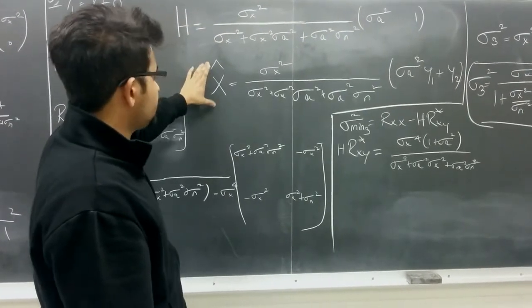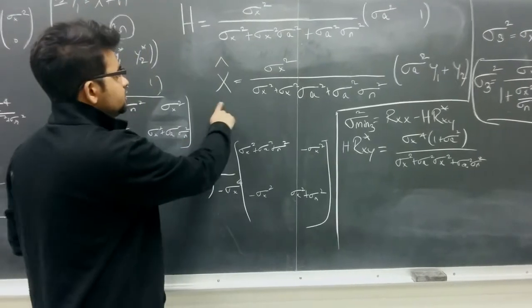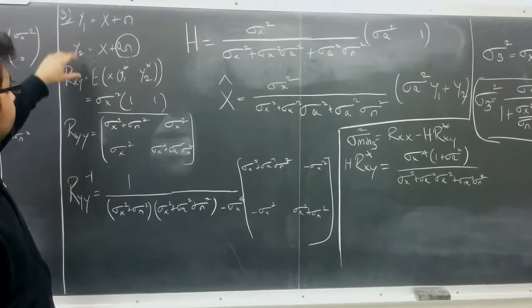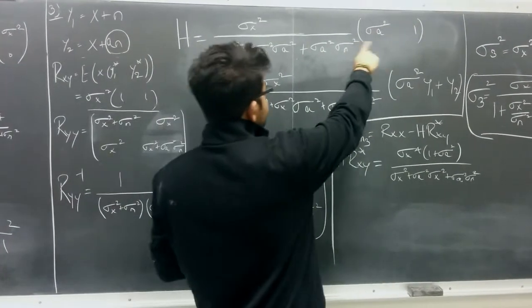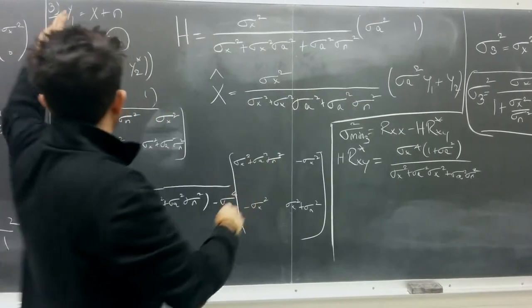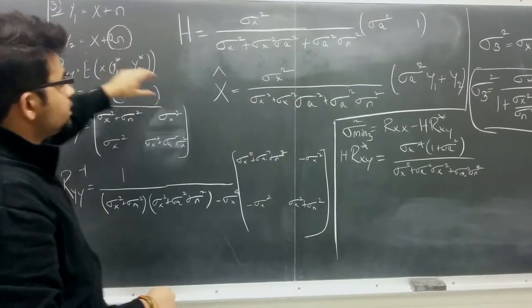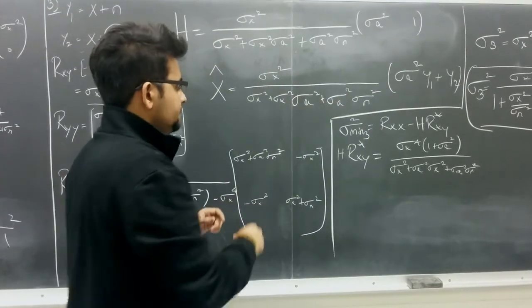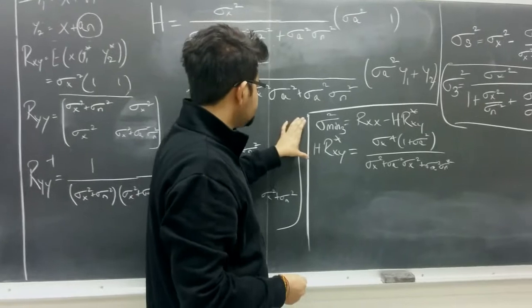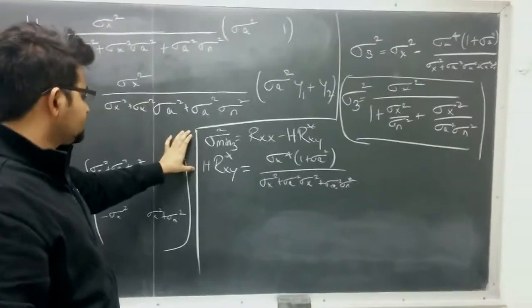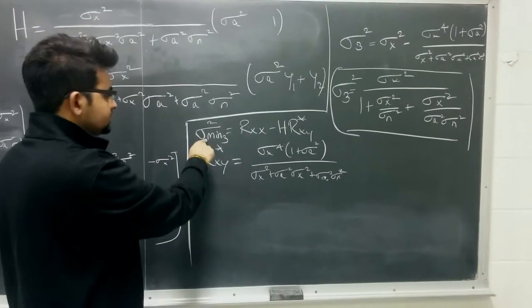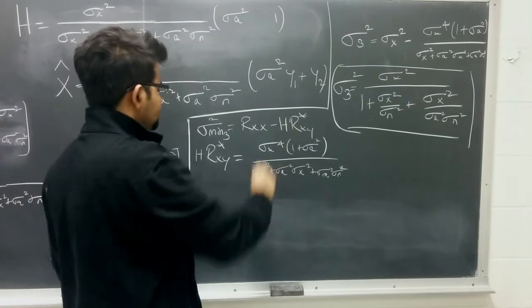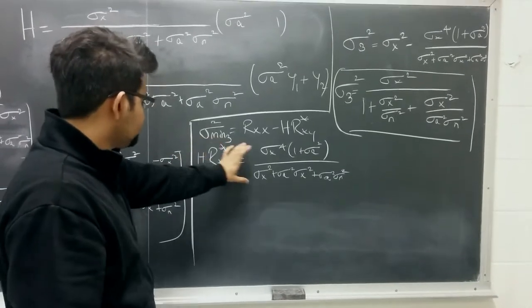So x hat will be h into y. In this case, y is a matrix, y1 and y2. So we'll be multiplying a 1 cross 2 matrix into a 2 cross 1 matrix. We get this value of x hat. And coming to the minimum square error, sigma 3 square, it is rxx minus h into rxy star. We find h into rxy star.